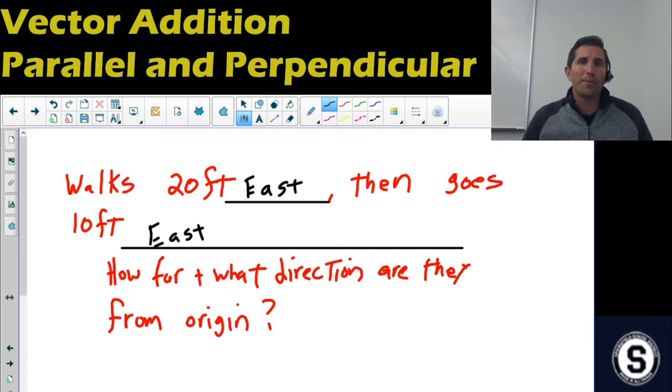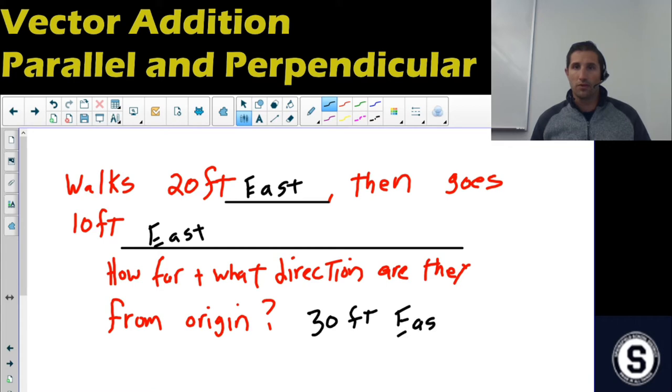You probably already know the answer, pretty straightforward, right? If we go 20 feet in an east direction and then 10 feet in an east direction, we're just going to add those numbers together and we're going to get 30 feet east. And that's all we need to do for that. So when the two directions are the same, then we just add the numbers together. Pretty straightforward.